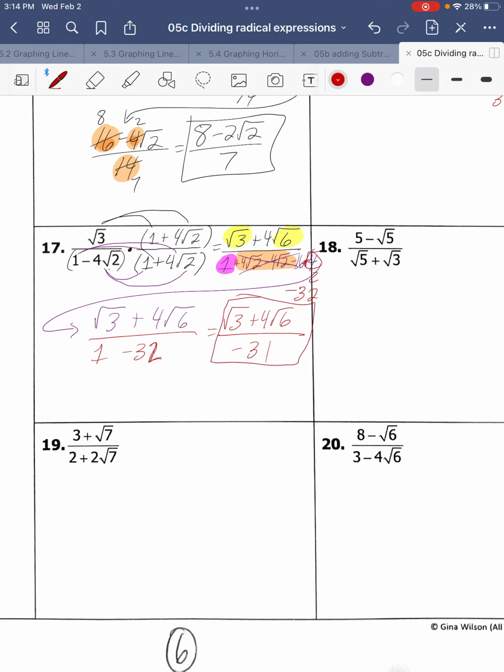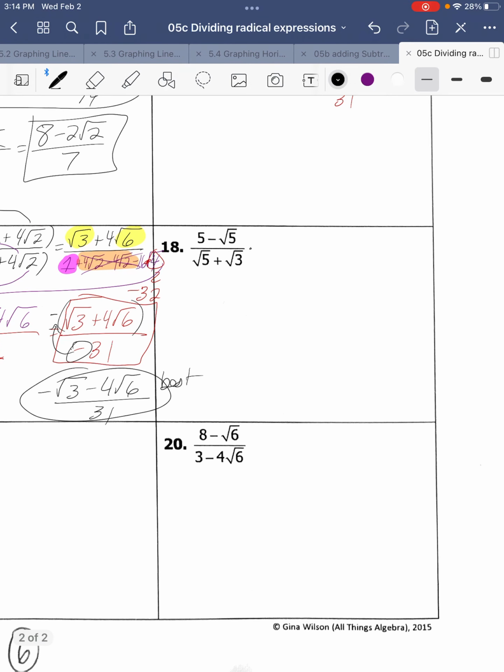Typically in math, we do not keep the negative in the denominator. So what we end up doing is we end up moving the negative to the numerator, and then we distribute it in. So it'll end up being a negative square root of 3 minus 4 square root of 6 over positive 31. This is your best answer.